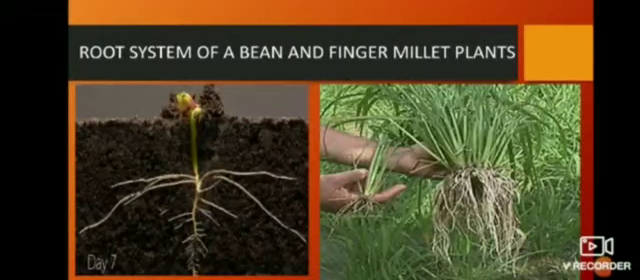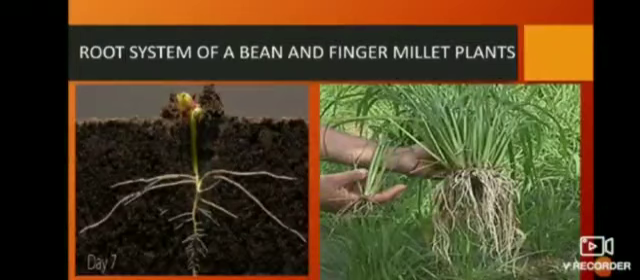With this we can say bean plant is having two cotyledons. So bean plant is a dicot plant and it is having taproot system. And this finger millet plant has one cotyledon. So we can call it monocot. Mono means one. For this monocot plants, what type of root system is there? It's fibrous root system. So generally dicots will be having taproot system and monocots will be having fibrous root system.